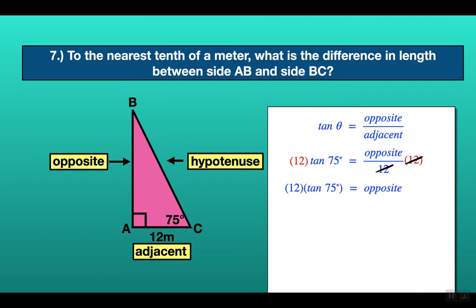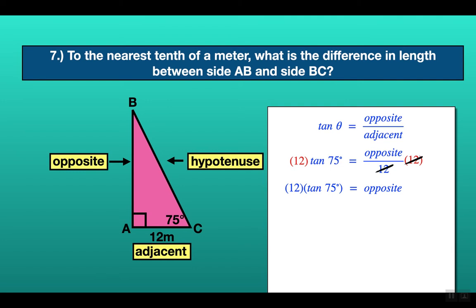All right. I like to recommend going from right to left because that tells you how to enter it into the calculator, but you could also do it from left to right. I'm going to explain it both ways. If you go from right to left in your calculator, you should enter 75 tan, then you hit times 12 equals, and that'll give you your answer.